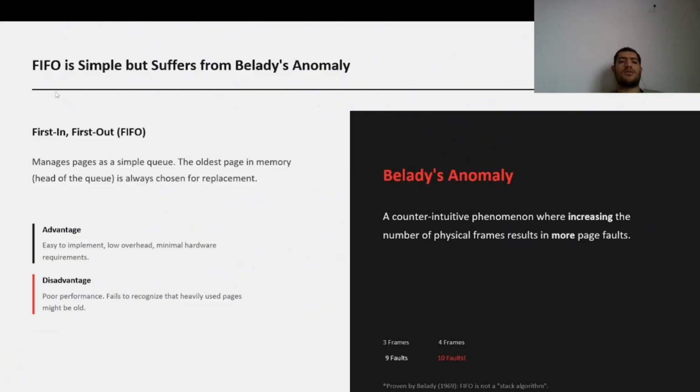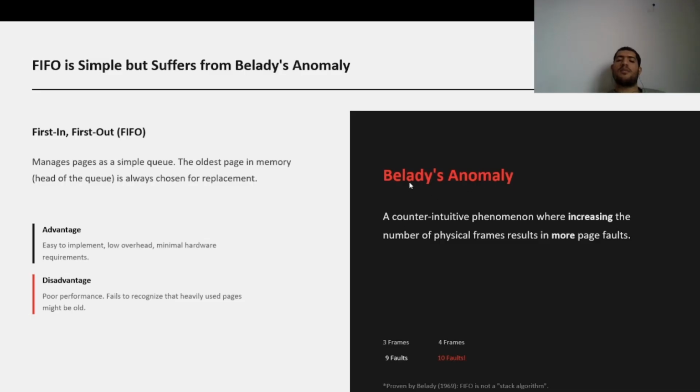The first page replacement algorithm is the First In First Out algorithm. First In First Out is simple but suffers from Belady's anomaly. It manages pages as a simple queue. The oldest page in memory, which is the head of the queue, is always chosen for replacement. It has advantages and disadvantages. First, it's easy to implement with low overhead and minimal hardware requirements. Its disadvantage is poor performance, as it fails to recognize that heavily used pages might be old but are still recently executing.